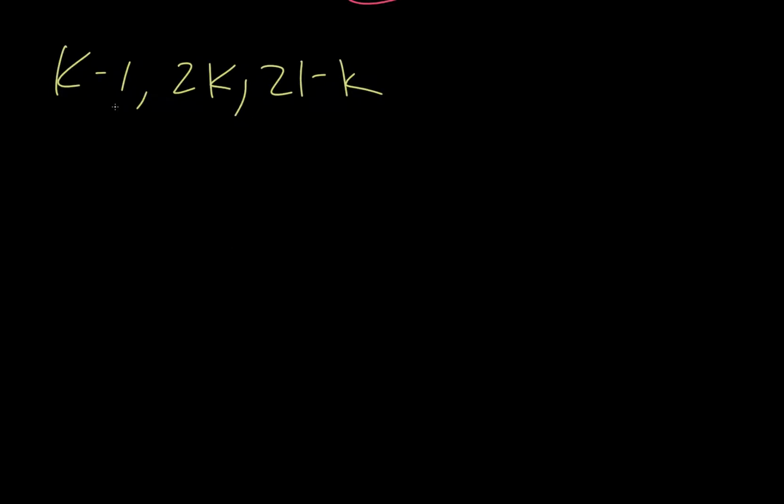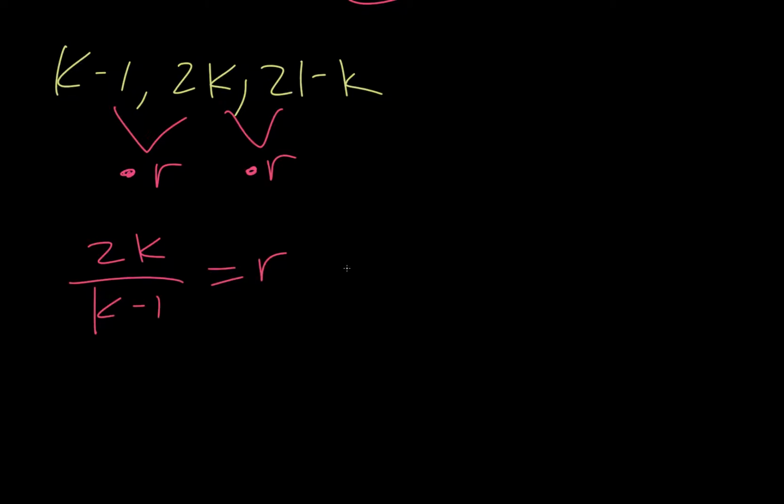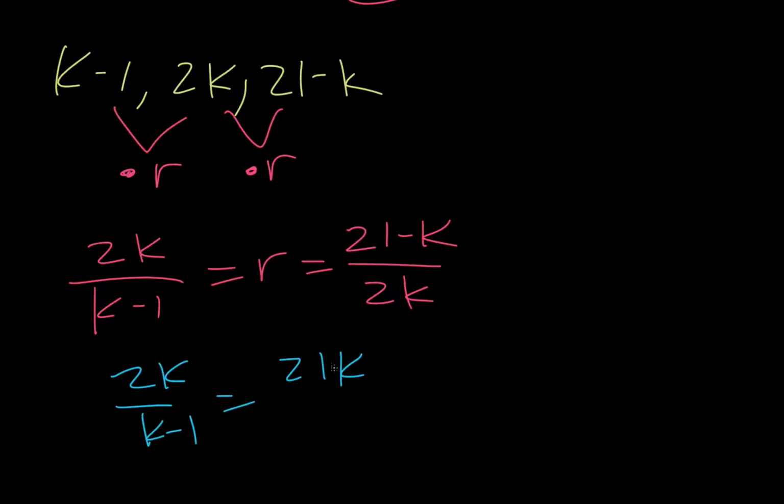We know that the distance from here to here is we're multiplying by r, and from here to here we're multiplying by r. And so we can create a ratio. So we can say 2k over k minus 1 equals r, but we can also say that 21 minus k over 2k is equal to r. So since they're both equal to r, we can make them equal to each other. And so we have 2k over k minus 1 equals 21 minus k over 2k.